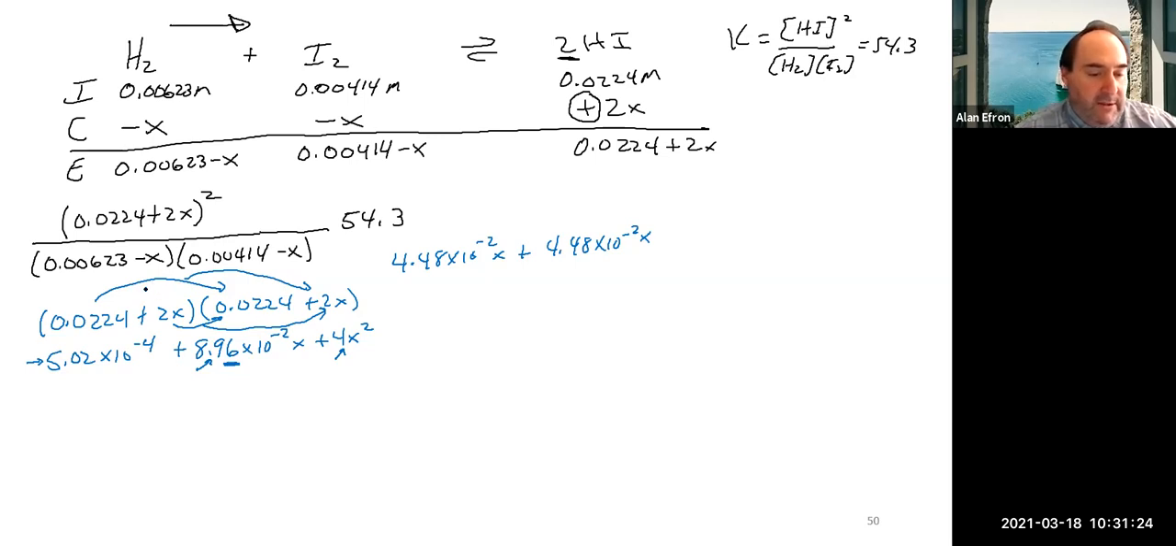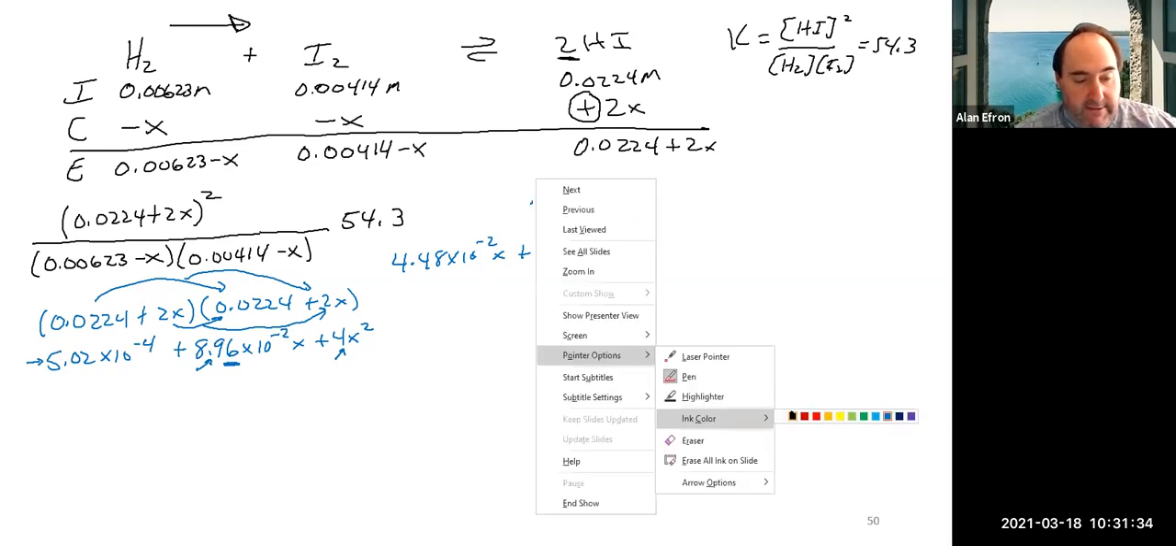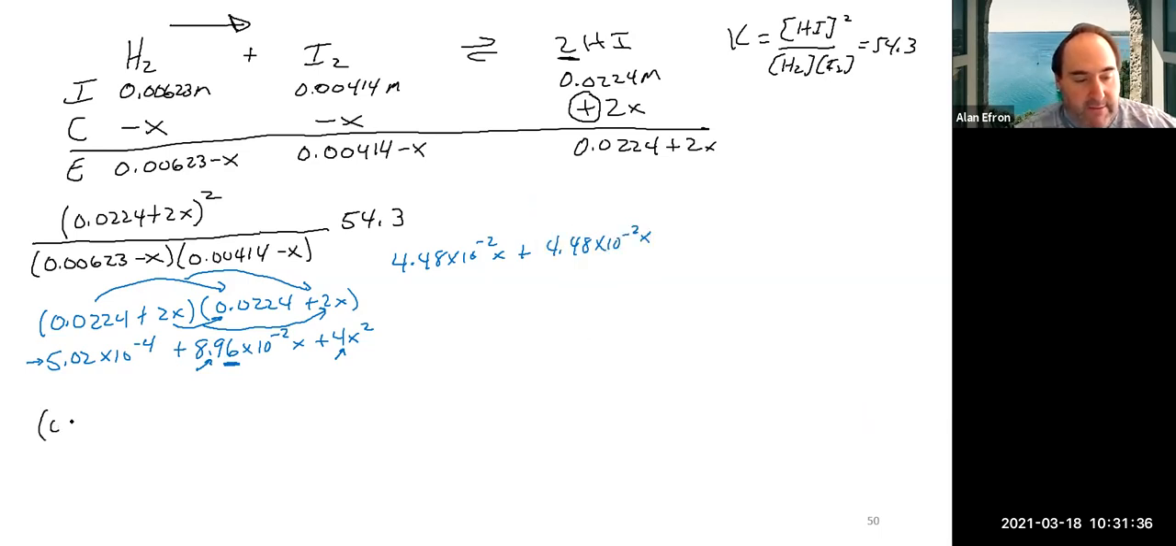So we're then going to do the bottom guy. Again, we're going to multiply the bottom terms together and see what we come up with. The bottom is 0.00623 minus x times 0.00414 minus x. Same sort of move there. We're going to take the 0.00623 times the 0.00414, and I believe we end up with 2.58 times 10 to the minus 5.